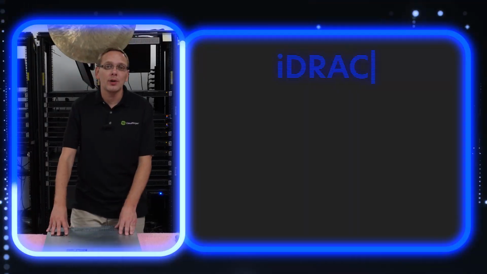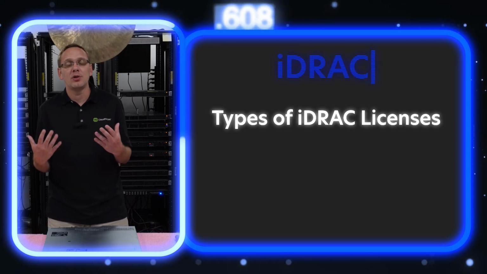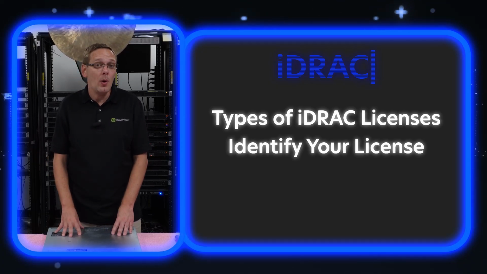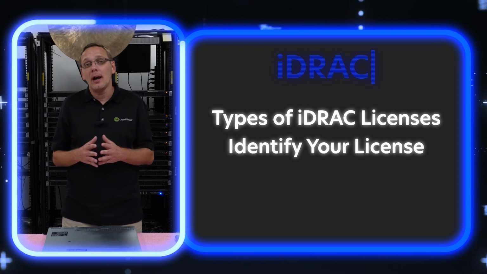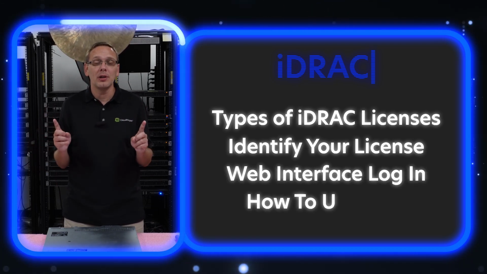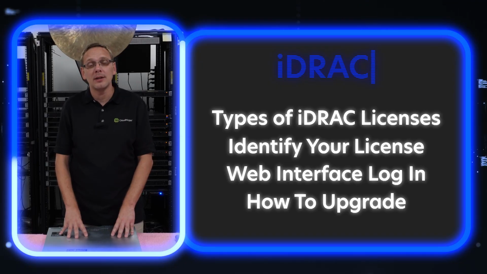So here's what we're gonna do in this video. First off, we're gonna show you the different types of iDRAC licenses. Then we're gonna identify what type of license you have. Then we're gonna show you how to log into the web interface, and then we're gonna show you how to upgrade your license, from basic management to enterprise. Let's hop into the good stuff.